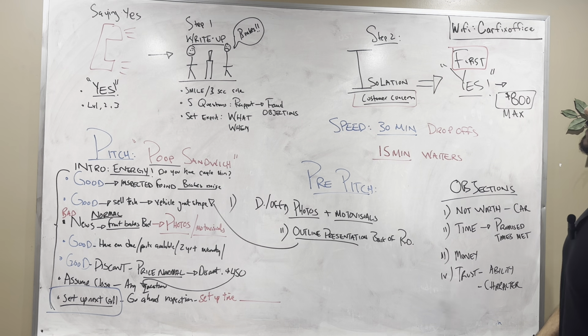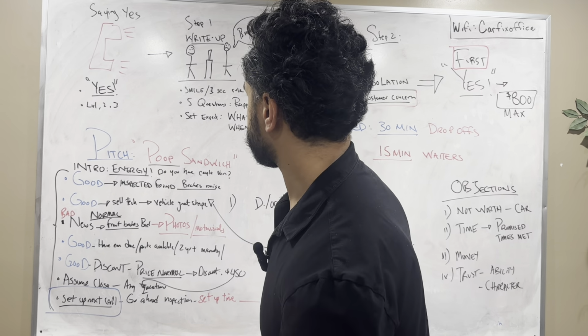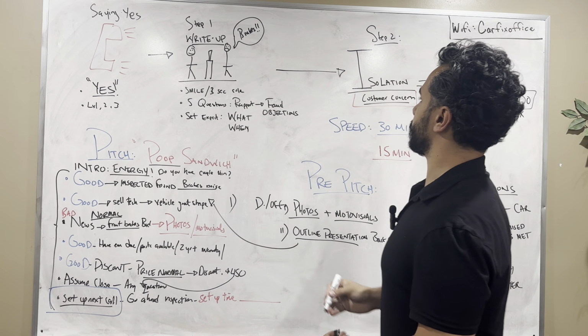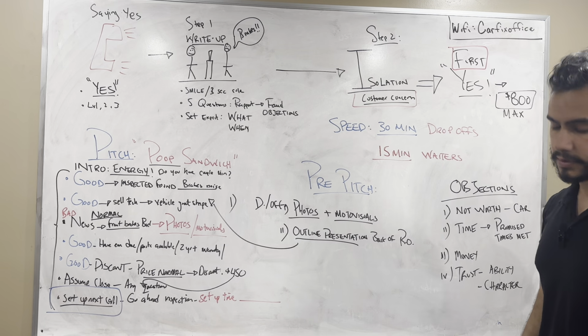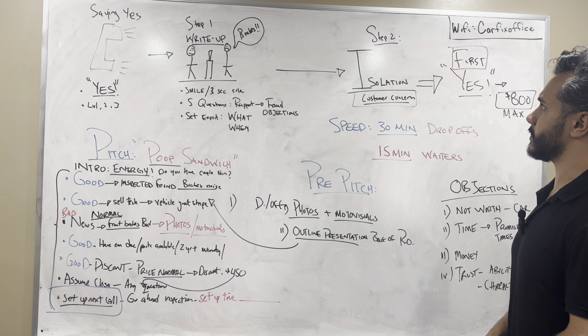Now, the point of isolation number 1, so that is the next step, right? So we're going from the customer writing up to what we call isolation number 1. Now, you might be like, why do we call it isolation? That's a good question. We call it isolation because we isolate the customer's concern.